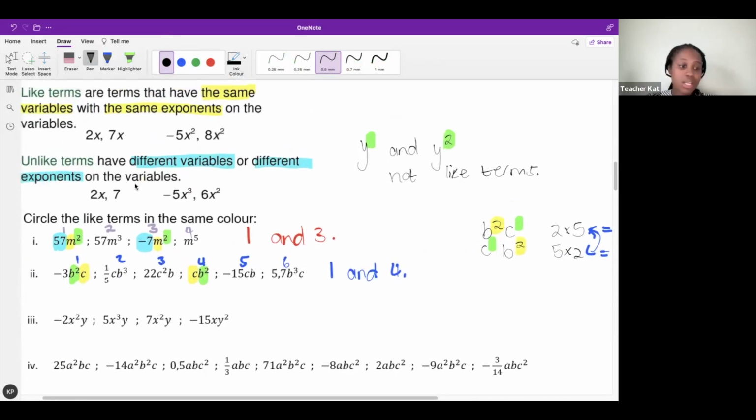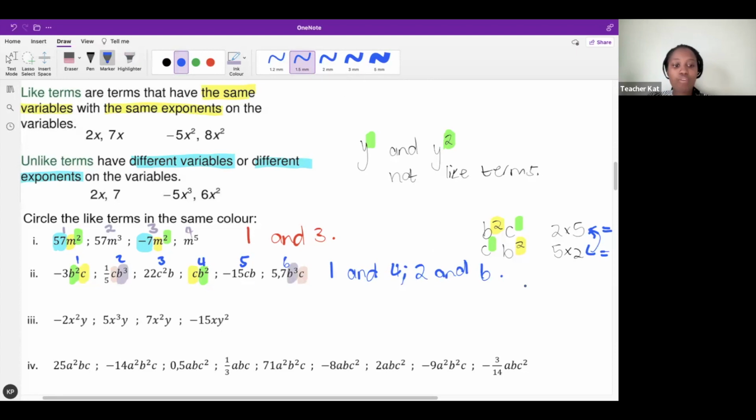I also saw some people say number 2 and 6, I believe. Yes, you did say 2 and 6. So let's check them. I have 1C, I have 1C. All right. Let's check the B's. I have 3 B's and I have 3 B's. Are 2 and 6 like terms? Number 2 and number 6? Yes, they are. So then not only are 1 and 4 like terms, I have 2 and 6.